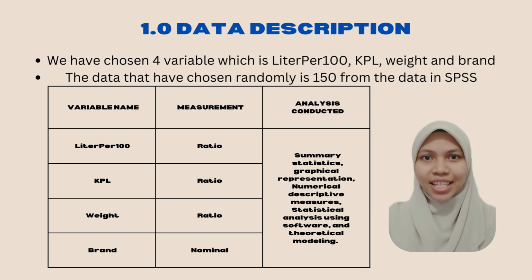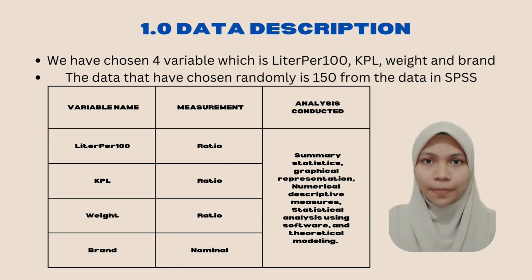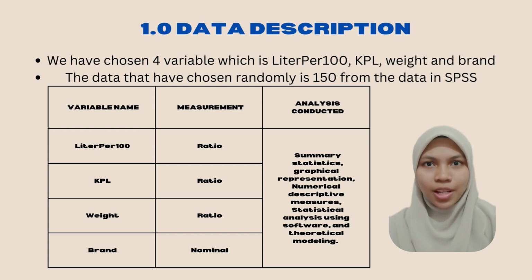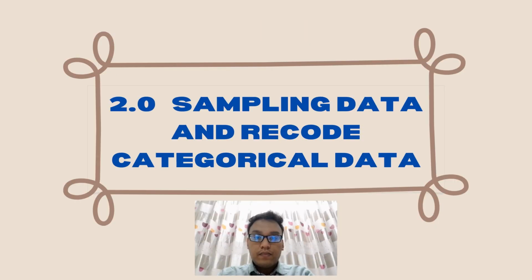So I will start the presentation with the data description. In this dataset, we have chosen 4 variables, which are liter per 100, KPL, weight, and brand. In this dataset also, we have chosen randomly 150 from the SPSS. The measurement of these variables, liter per 100, KPL and weight, is a ratio measurement, while the brand is a nominal measurement. And there is analysis conducted on the 4 variables. So that's all for data description.